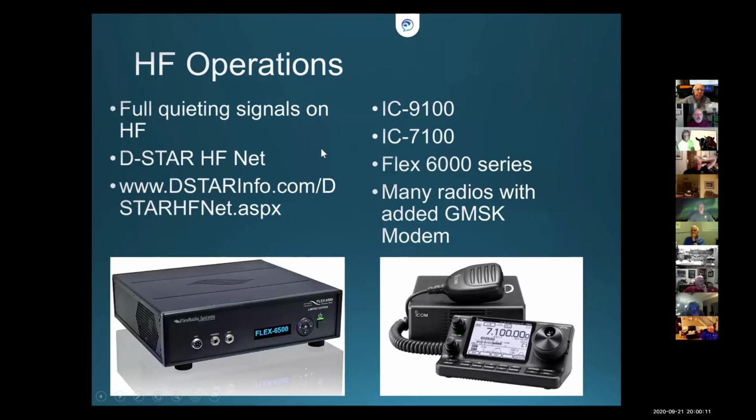The one other neat thing about D-Star is that it is HF capable. If you have a Flex radio, the new Flex radios have that capability. Some of the other manufacturers may have a module or a dongle you plug into the radio to get D-Star on HF, or you can buy an ICOM 7100 like this and do HF, and this is what I have. Just a little plug for the ICOM 7100. I know a couple of you have these.